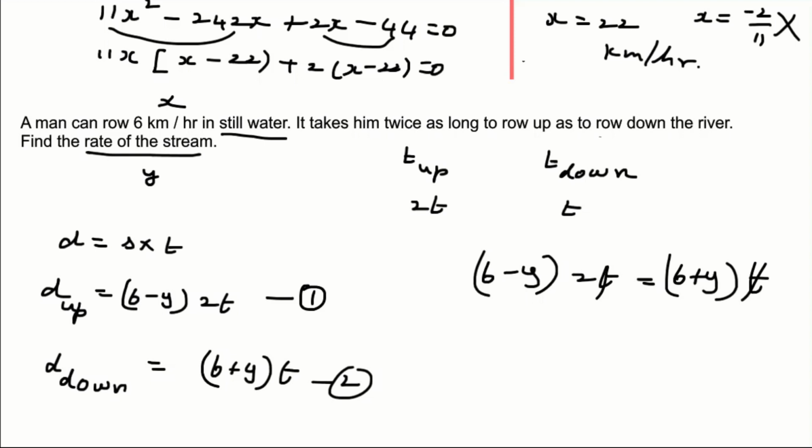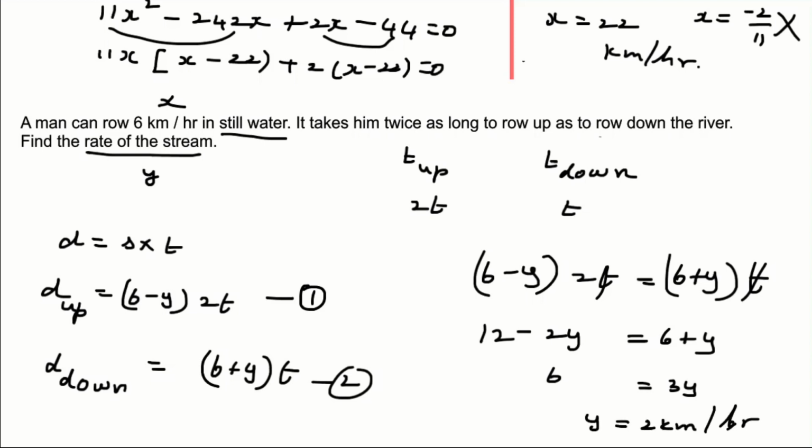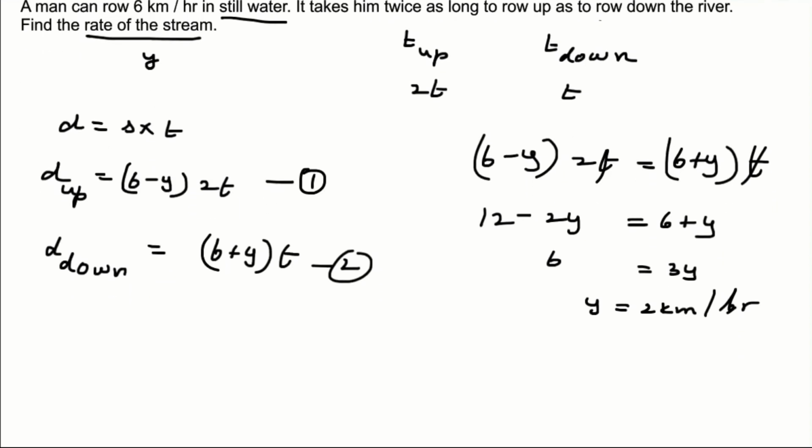So t and t get cancelled, I get 12 minus 2y equals 6 plus y, or 6 is equal to 3y, or y is equal to 2 kilometer per hour. So find the rate of the stream, find y. So I have found what y is. So understand the question, read the question thoroughly, and you will get the answer.